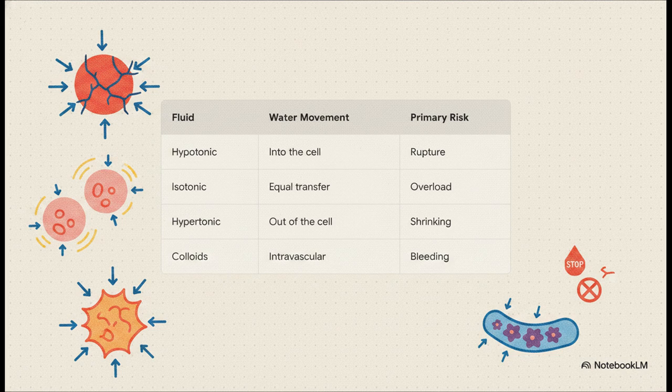Okay, let's summarize this entire cellular journey. If we map these 4 fluids directly against their cellular behaviors and risks, we see that hypotonic pushes water in, which risks rupture. Isotonic equals everything out, risking fluid overload. Hypertonic aggressively pulls water out, risking cell shrinkage. And finally, colloids stay put in the intravascular space, pulling water via oncotic pressure, bringing along risks of allergic reactions and bleeding. It's actually incredibly elegant when you view the whole shebang laid out like this.